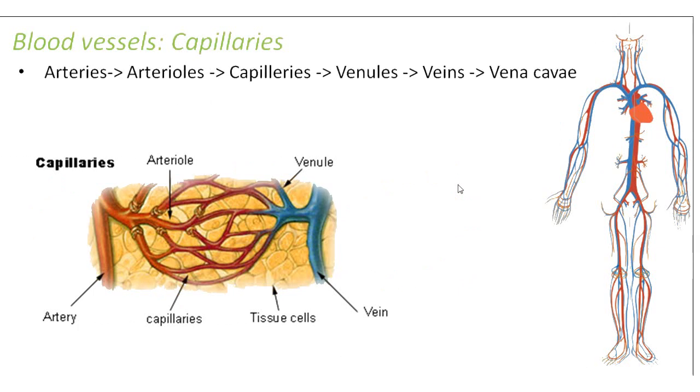Okay. So let us look at the third blood vessel, that is the capillaries. Now the arteries which we are talking about, these arteries branch out to form smaller tube-like structures known as arterioles. These arterioles further branch out to form even thinner structures called capillaries. And these capillaries are the thinnest, they are the smallest blood vessel. They will again join together to form venules, which in turn will join together to form veins, and the veins will join together to form vena cava.